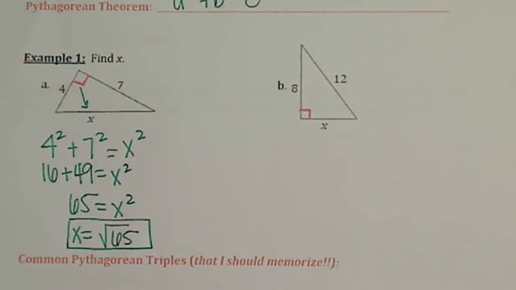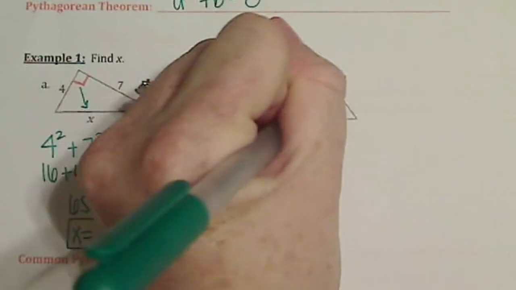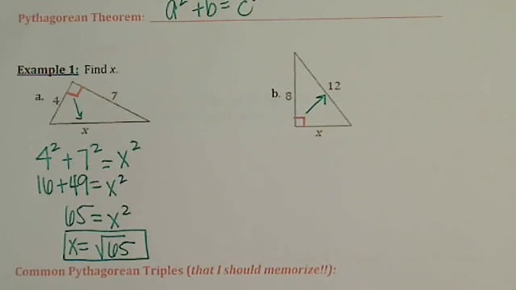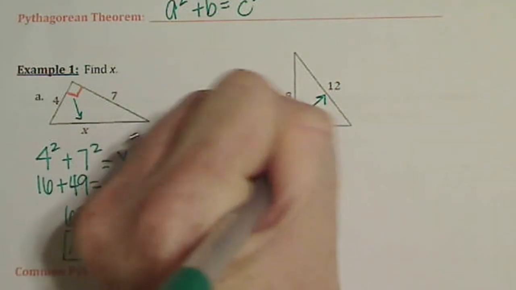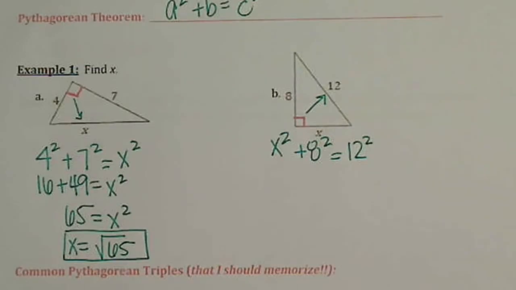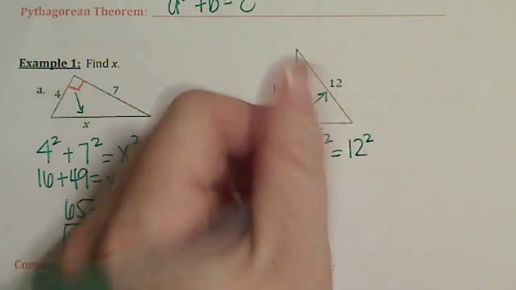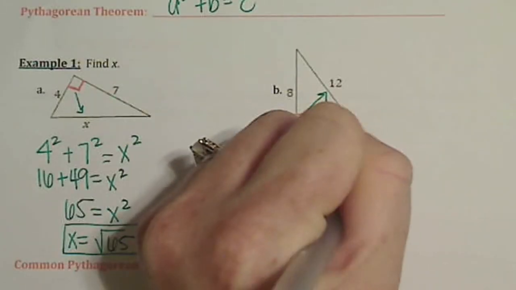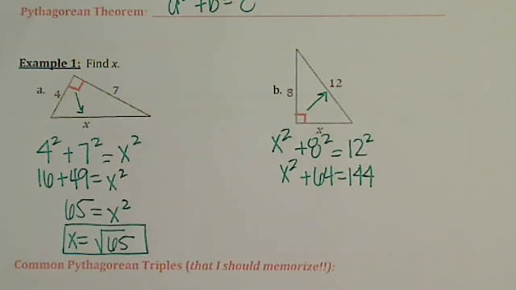Let's try letter B. Where's C? Opposite the right angle. In this case, we know C. We need to find one of the legs. So let's write it out. X squared plus 8 squared equals 12 squared. Let's go ahead and simplify. X squared plus 64 equals 144.